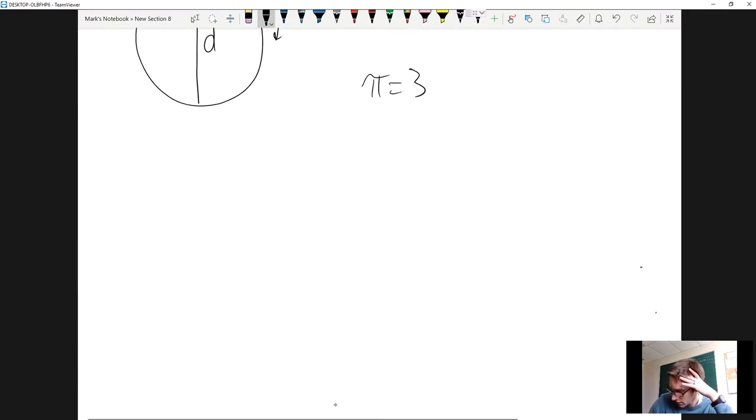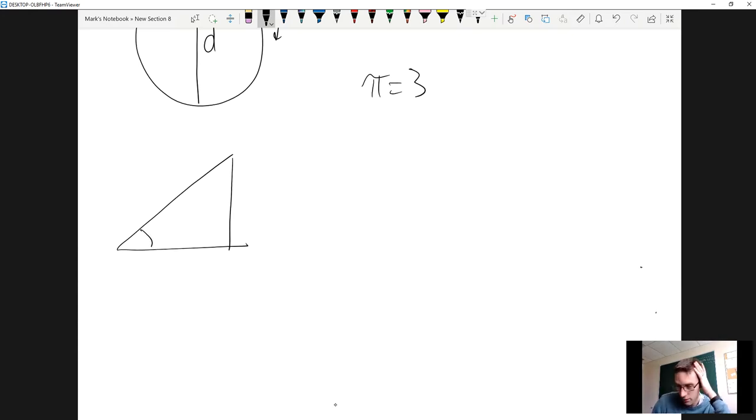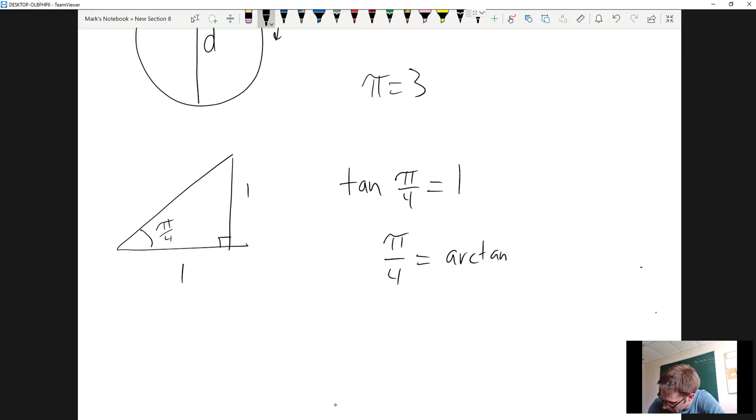All right, so first things first is let's look at a triangle with a 45-degree angle. And 45 degrees in radians is pi/4. And if you have a 45, 45, 90 triangle, then that means that the ratio of the opposite and adjacent sides is 1. So we can say that the tangent of pi/4 is equal to 1. Or another way of writing that equation would be that pi/4 is equal to the arctangent of 1. And therefore pi is equal to 4 times the arctangent of 1.